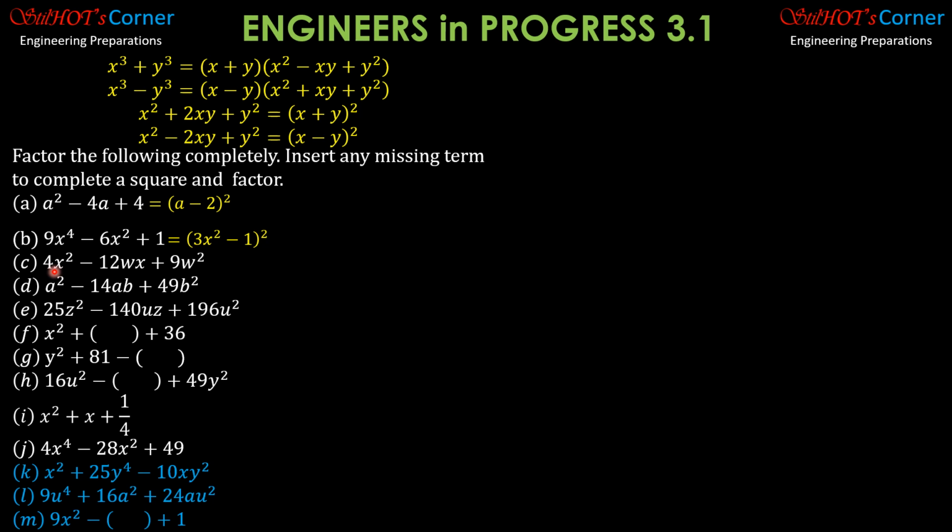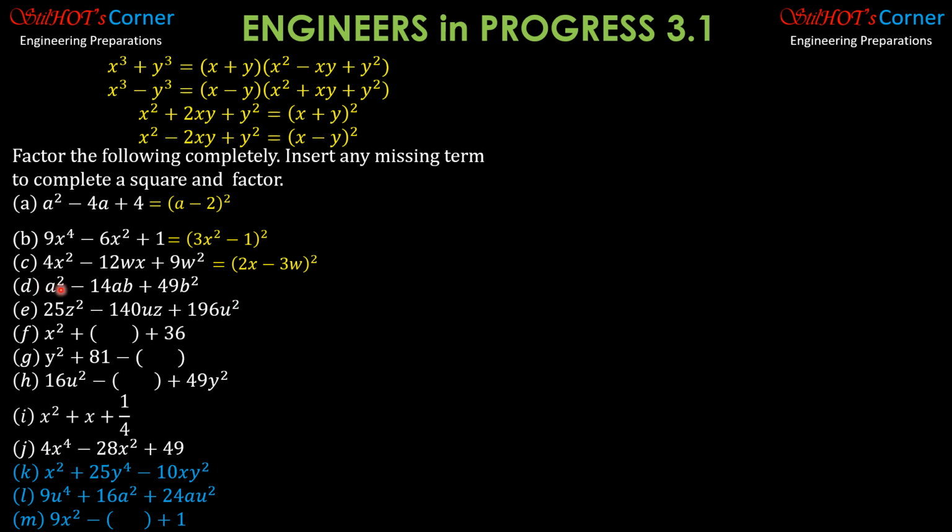4x squared is a perfect square. 9w squared is a perfect square. Square root of 4x squared is 2x. Square root of 9w squared is 3w. 2x times 3w is 6wx times 2, 12wx, which is this. And since this is negative, the complete factored form would be quantity 2x minus 3w close square.